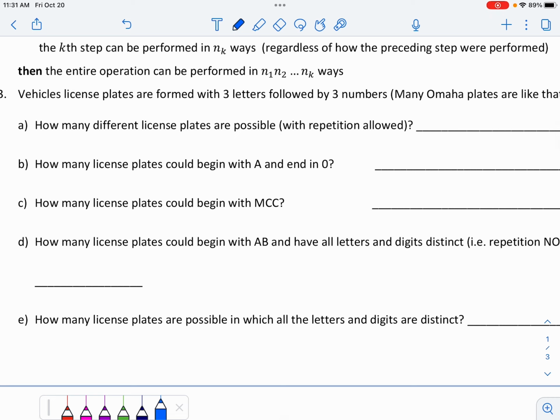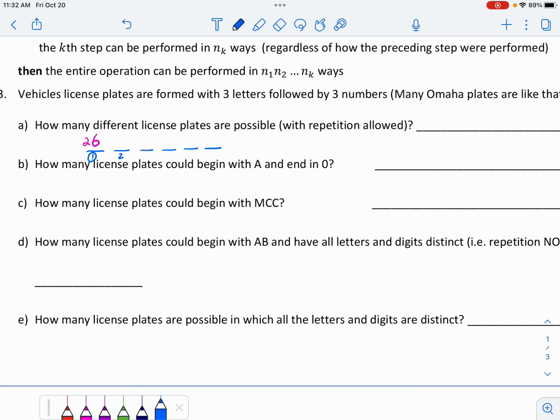So suppose this is a license plate. It's formed with 3 letters and 3 numbers, right? So we need 6 characters. Now you just think of forming a license plate using 6 steps. In step 1, you pick a letter to fill in for the first character. And how many ways can we do that? There are 26 ways we can do that because there are 26 letters, right?